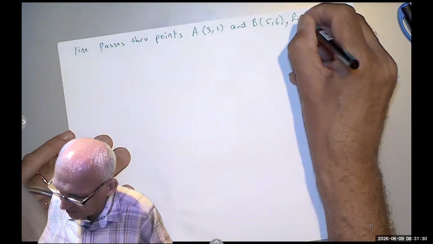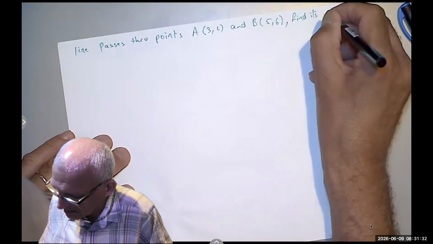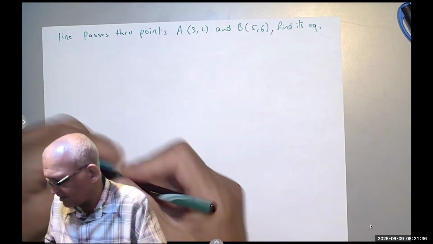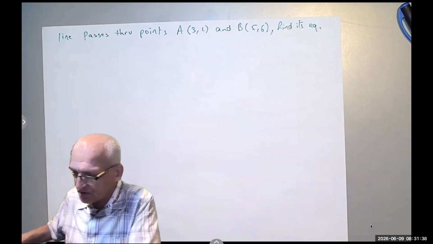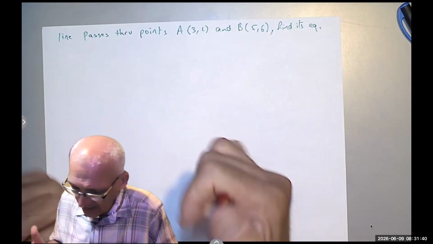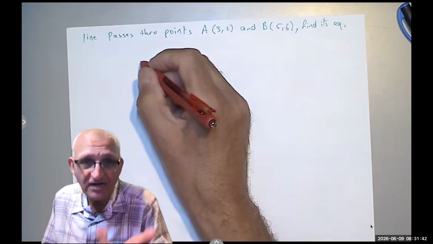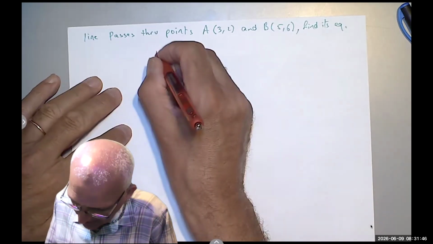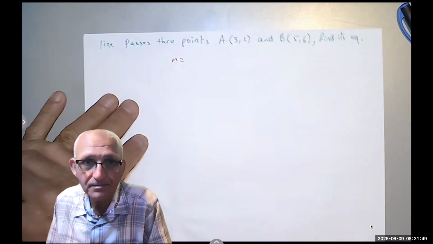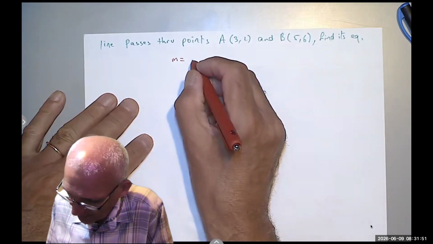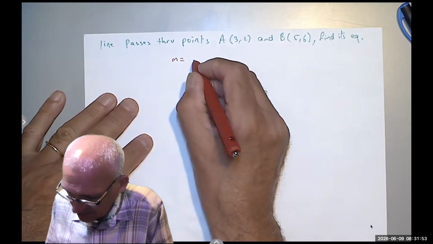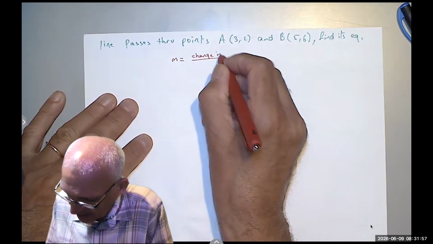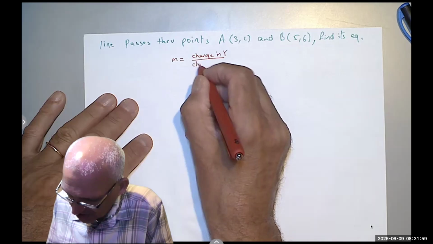Find its equation. I know its equation is y equals 2x minus 4. We did that, but how do I solve it? I solve it by finding m and the y-intercept, right? So I say m equals change in y over change in x.